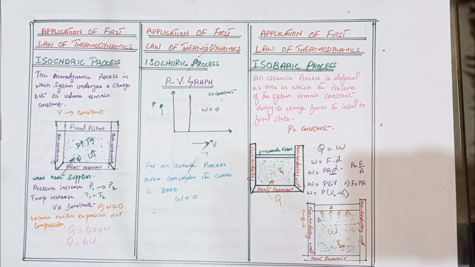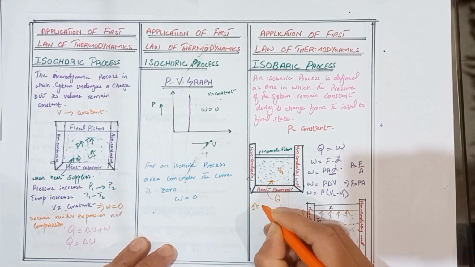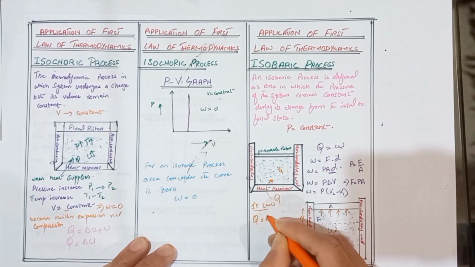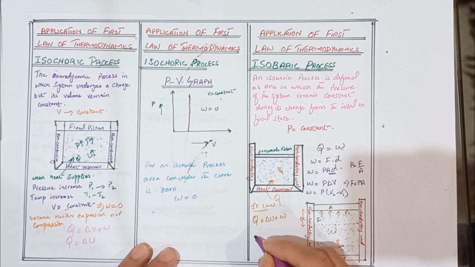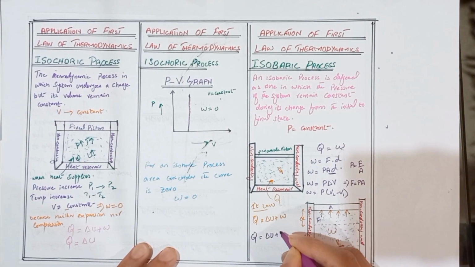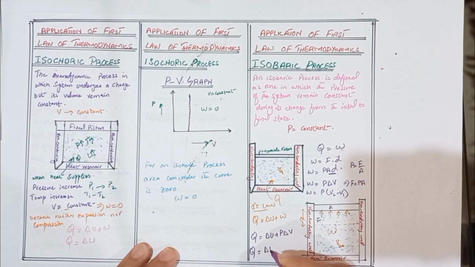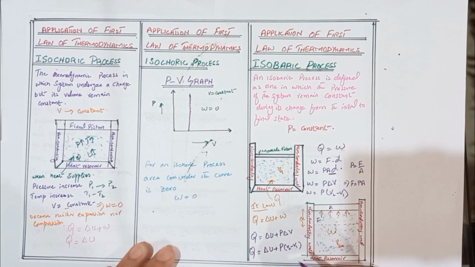Now put it in the first law of thermodynamics. First law, that is Q is equal to delta U plus W. So here the equation becomes Q is equal to delta U plus W, which is equal to P delta V. We can also write it as Q is equal to delta U plus P into V2 minus V1.